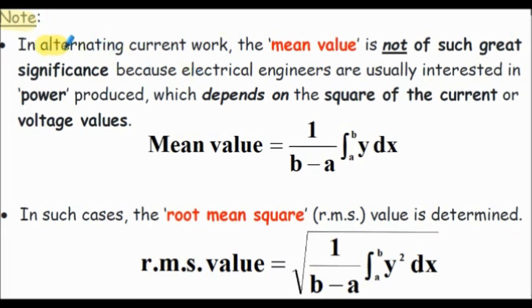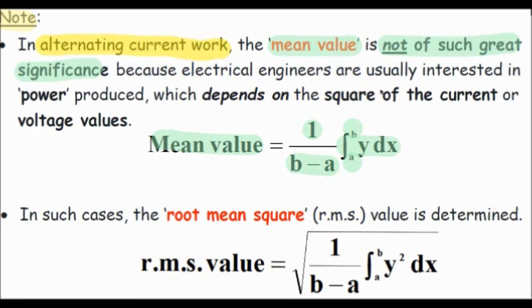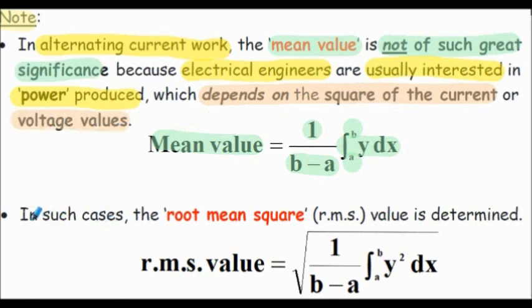Within alternating current work, the mean value is often calculated, with the formula shown here: 1 upon b minus a, a constant, multiplied by the integral of y dx between the limits of a and b. But it is not of such great significance because electrical engineers are usually interested in calculating the power produced, which depends on the square of the current or the voltage values. So in such cases, the root mean square, r.m.s for short, is determined.